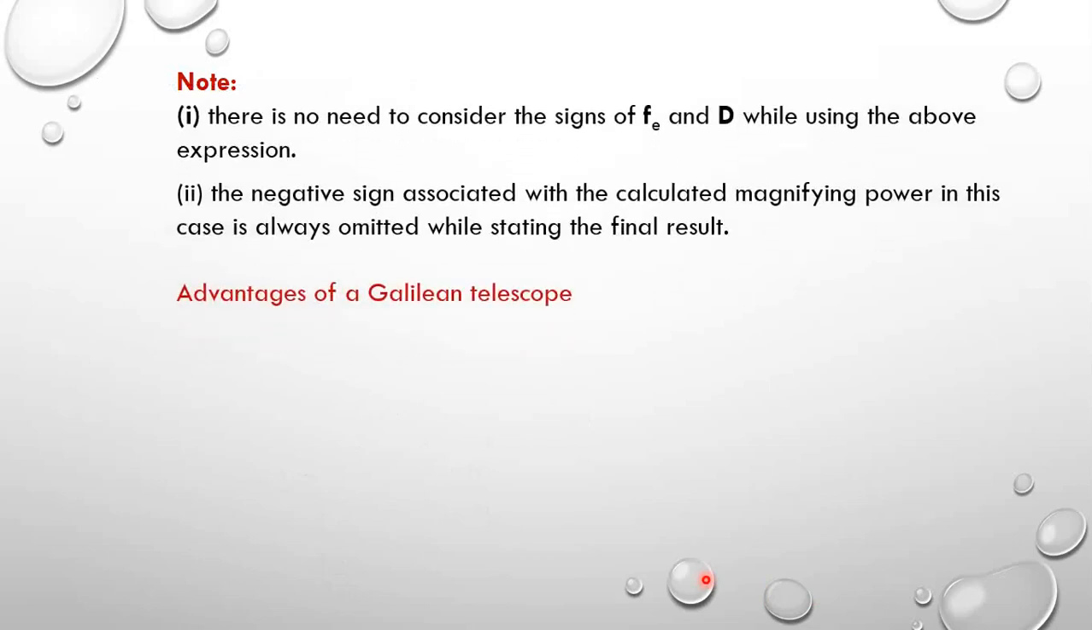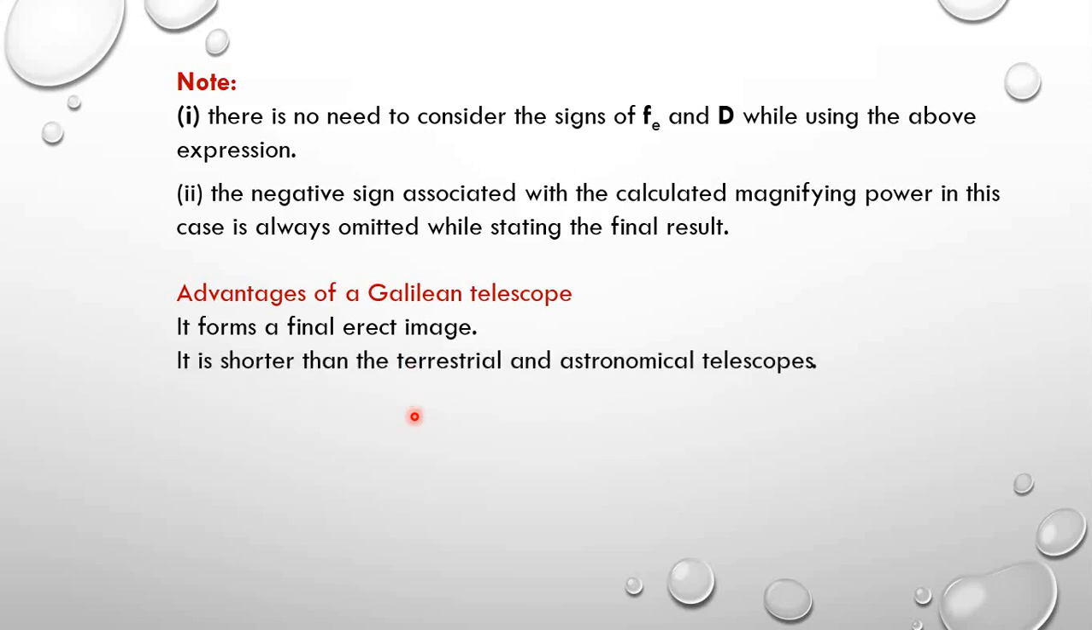Let's look at the advantages of a Galilean telescope. We have different advantages of a Galilean telescope. One, the image formed by a Galilean telescope is erect. That is, the final image formed by a Galilean telescope is erect. And then also it is shorter than the terrestrial and the astronomical telescope.